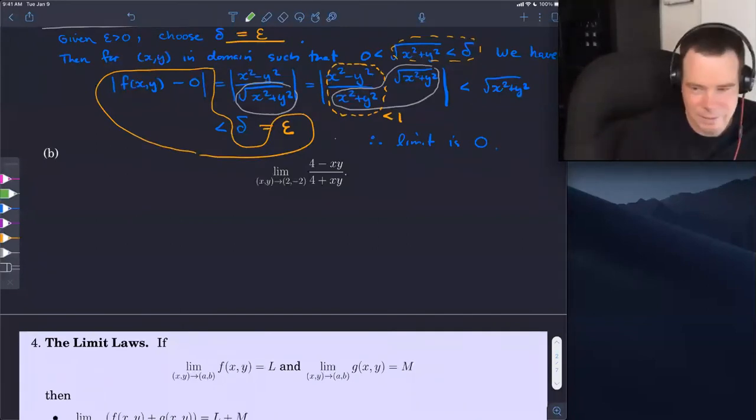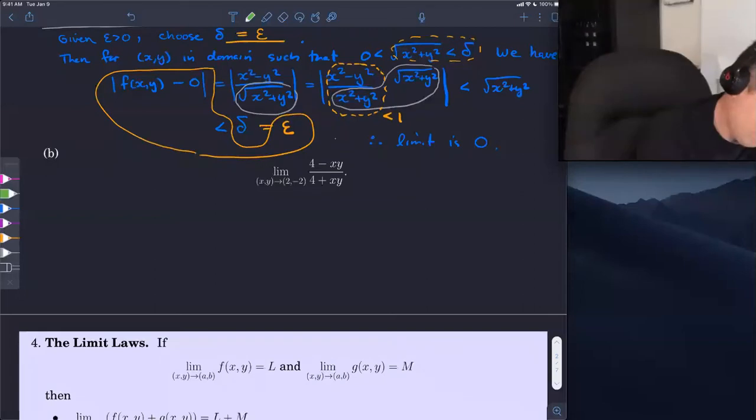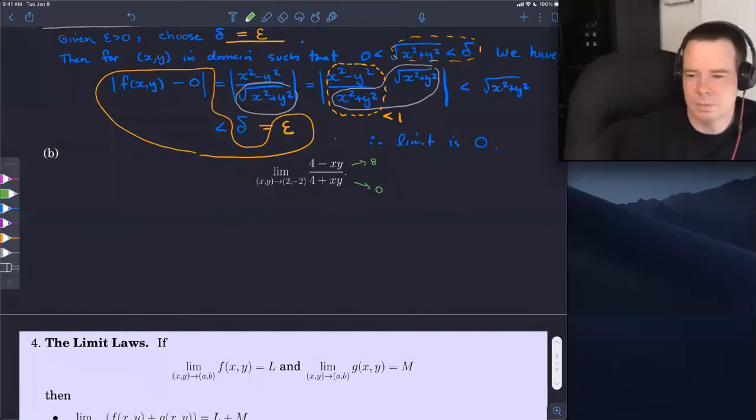Yeah, we get a top that goes to 8. The bottom is going to 0. So what's the ratio doing? You've got a top that's going to 8, and the bottom's getting really, really small. It's an infinite ratio. Yeah, it's going to be infinite.